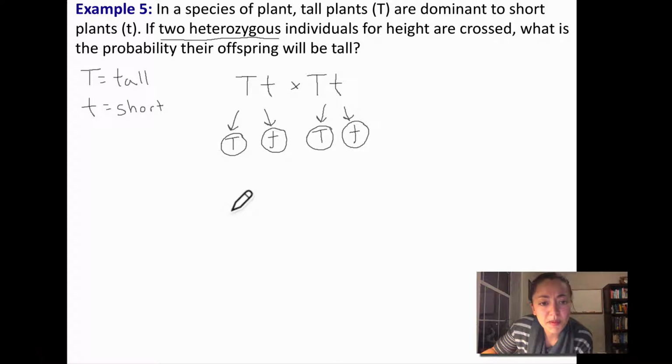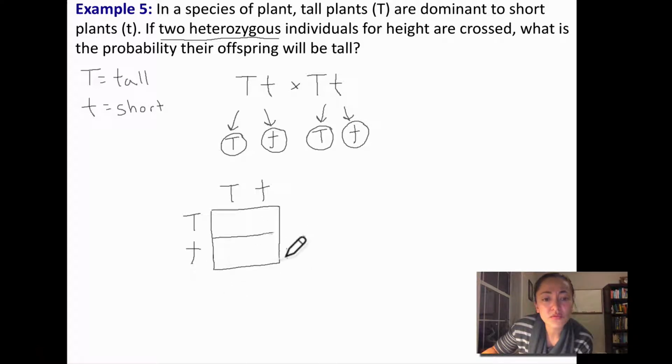So we'll write their possible gametes on the top here. This parent also could give a big T or a little t, so we're going to write their possible gametes down the left side here. So big T or a little t. And now we're going to draw a box. Each gamete gets its own row and its own column. And now what these different boxes represent are the different possible offspring.